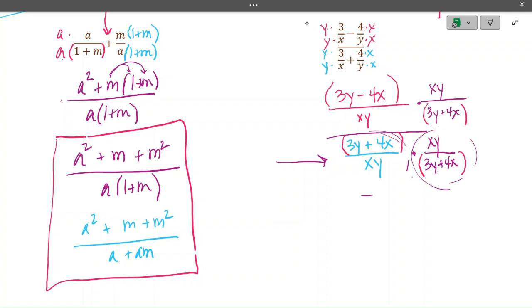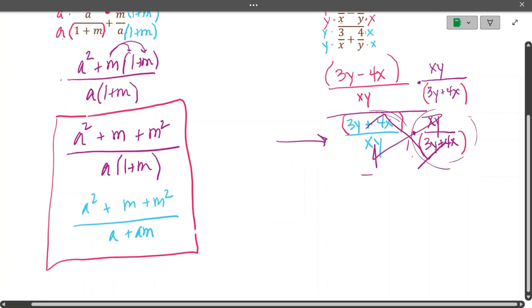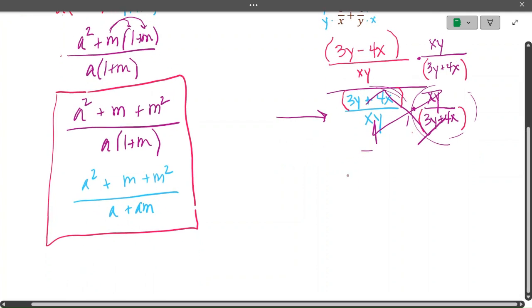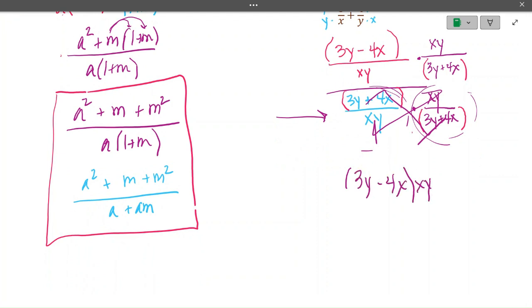Okay, great news. This whole thing in the denominator equals 1. 3y plus 4x divided by 3y plus 4x is 1. x times y divided by x times y is 1. So I'm going to go ahead and rewrite this as 3y minus 4x times xy. And I'm not putting xy in parentheses because it's being multiplied. There's no addition sign there, although you could, and it would not be incorrect. So rewriting it this way is correct. Or if you wanted to do this, that is also an equivalent form.